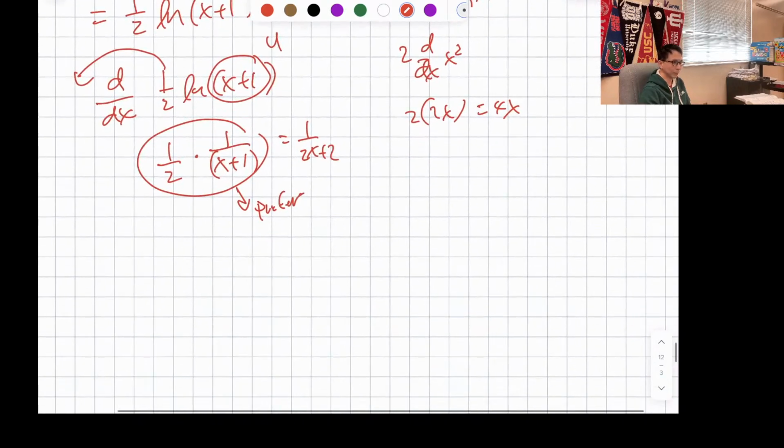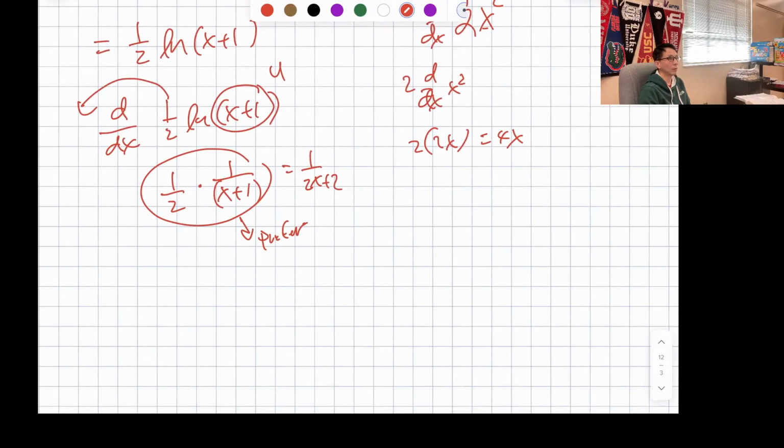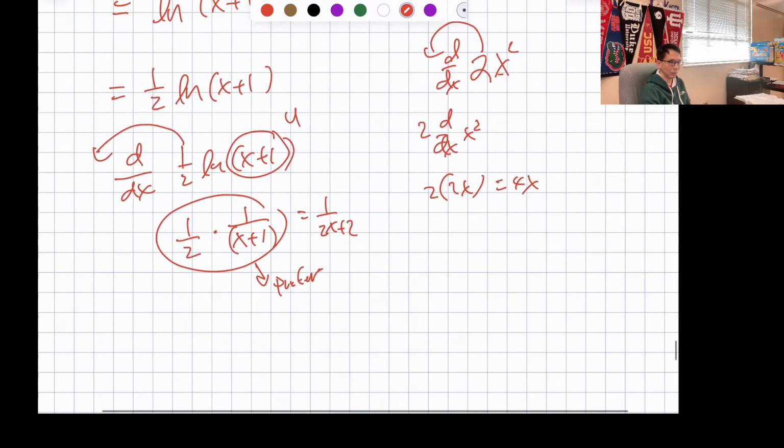What if the negative one? Where'd you get the u from again? When it's u? Because this is u, right? This is a u, right? Oh yeah.